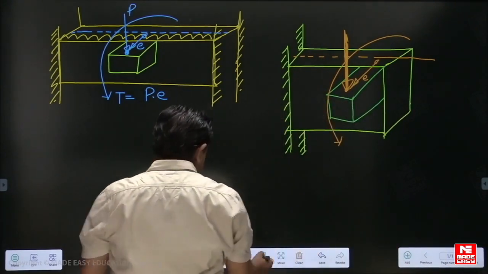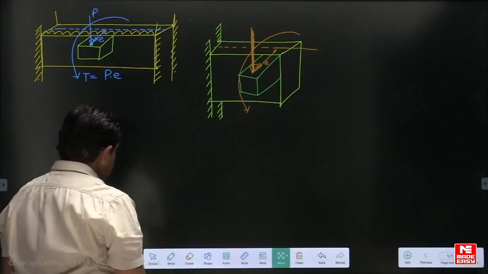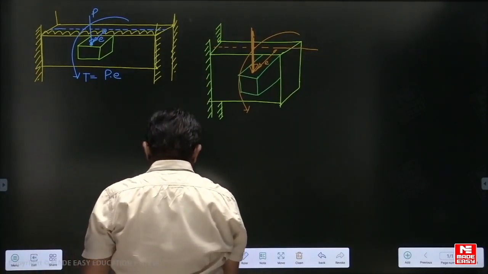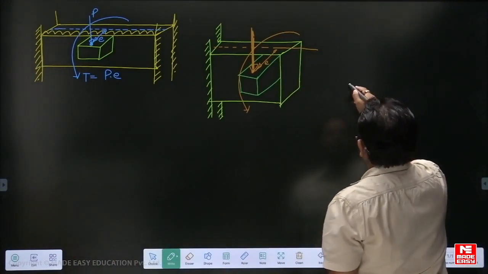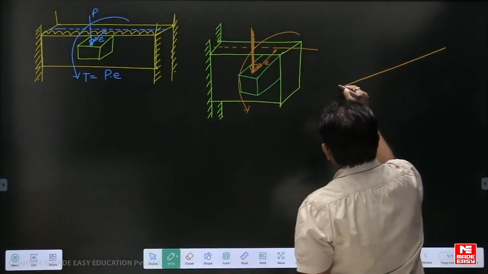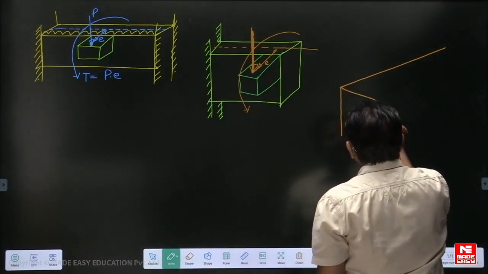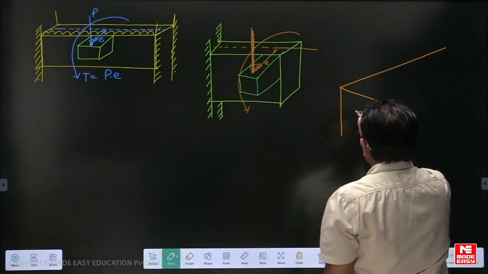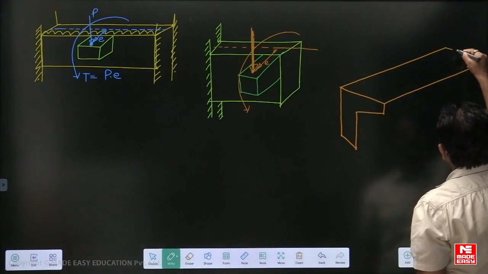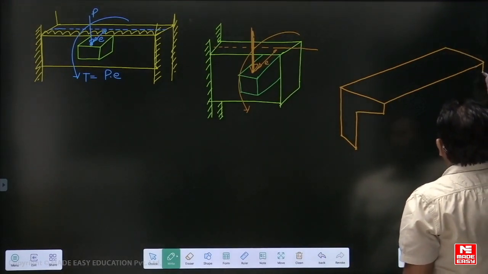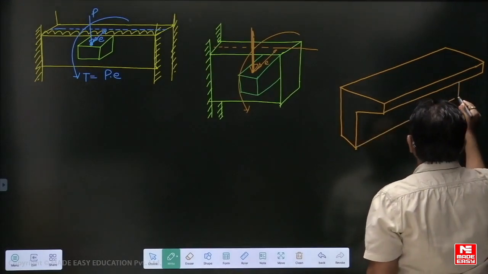Similarly, there may be some cases where torsion may get developed. Let's understand. Suppose there is a beam, a similar beam like this, that is fixed over here, and this beam has a slab also. The slab is in this direction.